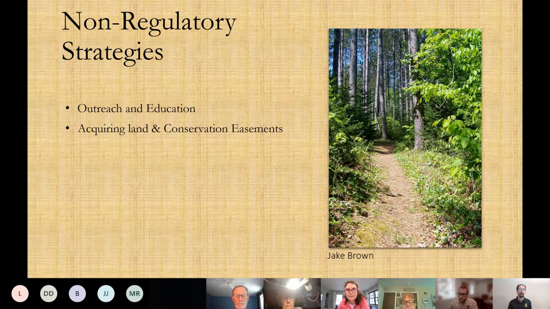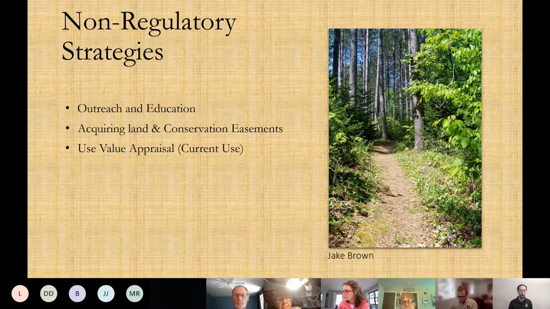Acquiring land and conservation easements are another non-regulatory strategy. Towns who have reserve funds for purchase of conserved lands don't need to vote on acquiring those conserved lands. They can just do it because the funds are already in reserve for that purpose. The Planning Commission can also recommend that willing landowners consider working with a land trust and doing an easement of some sort. We have the use value appraisal or current use program, which is a state program that can lead to significant tax breaks for eligible forest and farm landowners. And the town can also encourage private participation in this program.